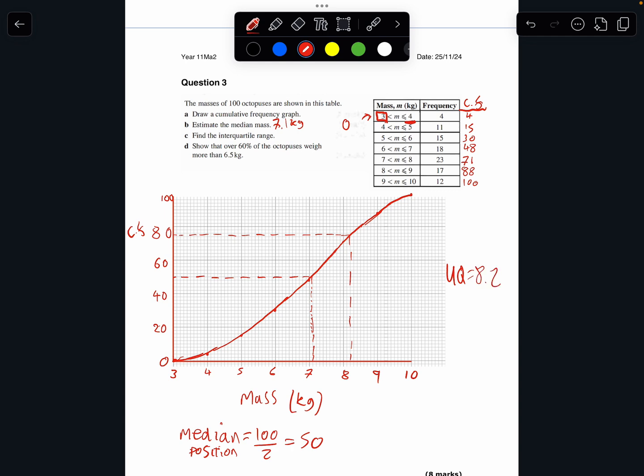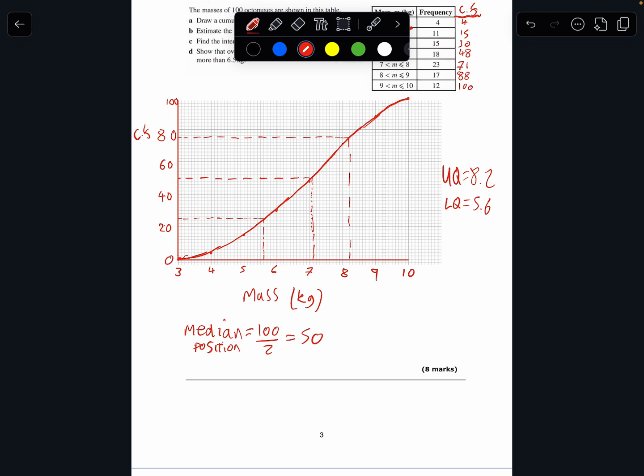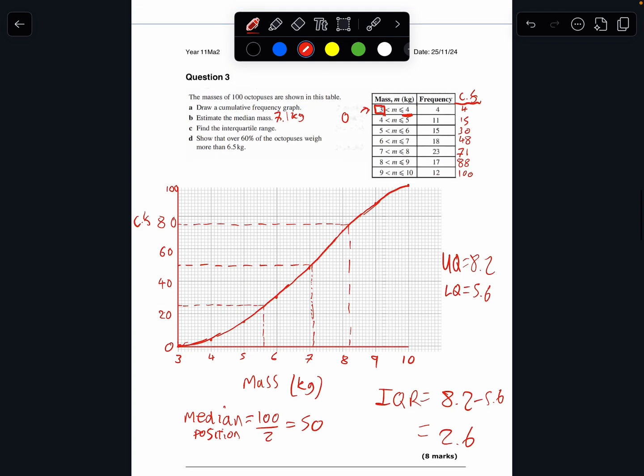My lower quartile over at 25. 25 is here. Looks like, what's that, 5.6? Yeah, 5.6. Lower quartile is 5.6. So my interquartile range, therefore, is going to be 8.2 minus 5.6, which is, what, 2.6? Something like that, 2.6 kilograms. Okay. Once again, we include the units where possible.